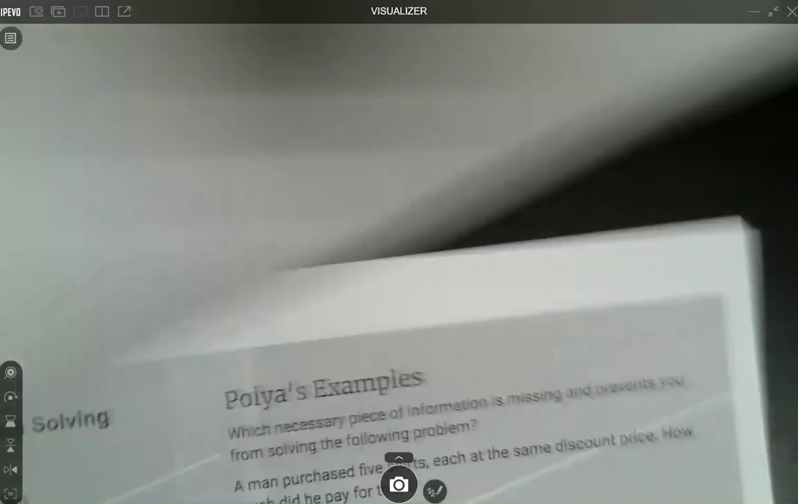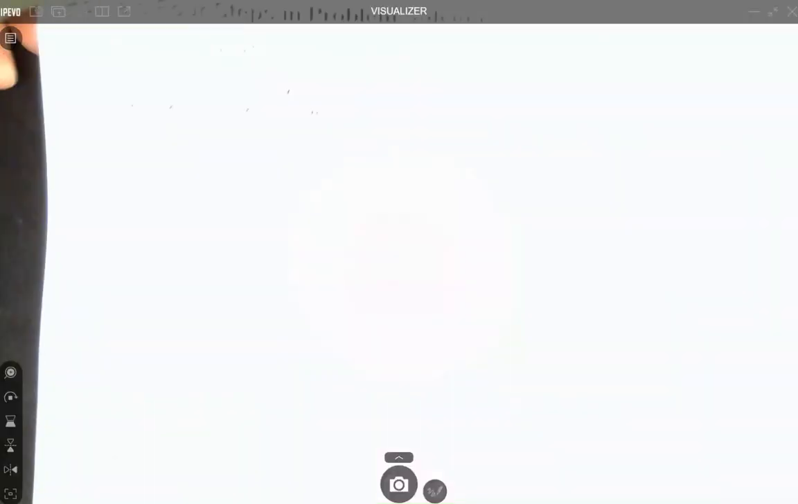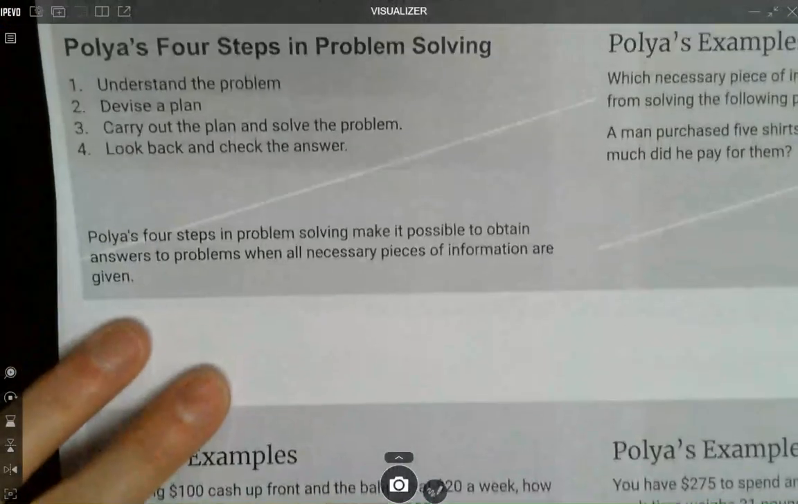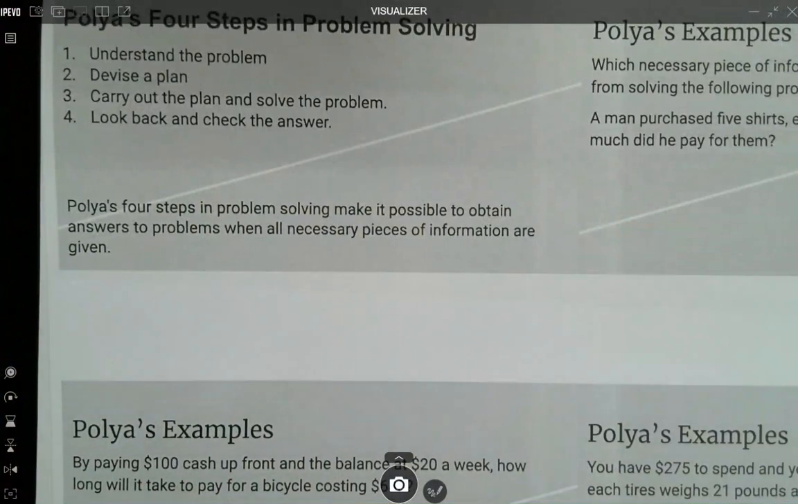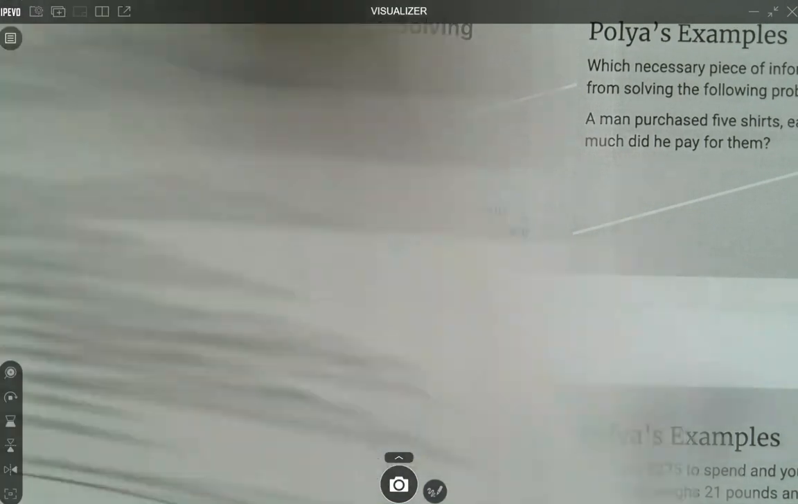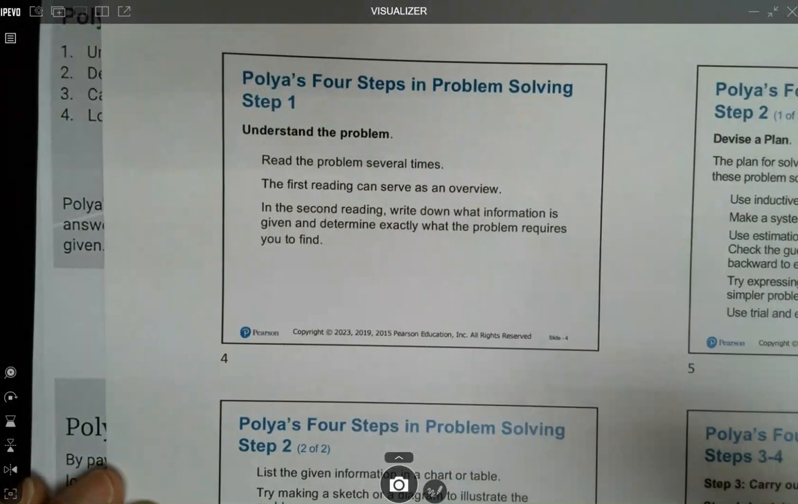Let's talk about Polya's four-step process for problem solving. Step 1 is understand the problem. Step 2 is devise a plan. Step 3 is carry out the plan and solve the problem. Step 4 is look back and check your answer. This process makes it possible to obtain answers to problems when all necessary pieces of information are given. So here's a little bit more information. This one's not printed out.